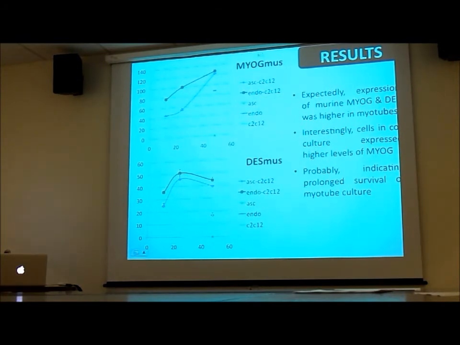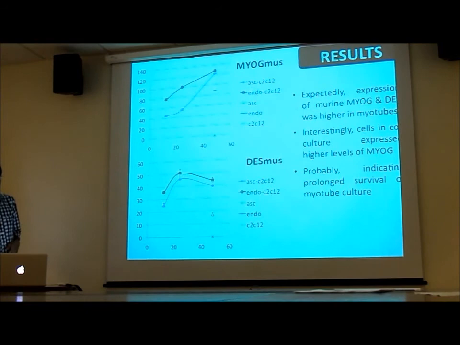and as expected, the control cells, like ADSC, the stem cells, grown alone, and endothelial cells grown alone did not show any expression because they were from the pig and not from the mouse. And C2C12 showed expression because they were from the mouse. But something interesting happened when we co-cultured ADSC, the stem cells, and the C2 differentiated myotubes together: the expression level was higher, and it may be possible because of the prolonged survival of the myotubes, which usually degrade after 3 or 4 days.